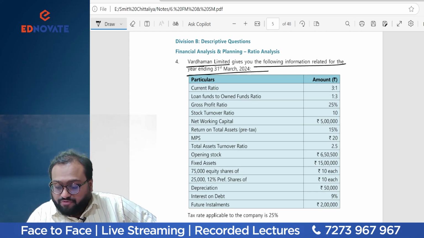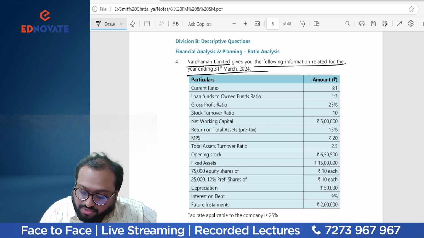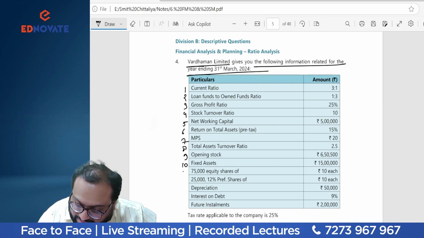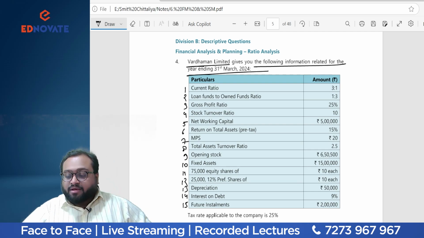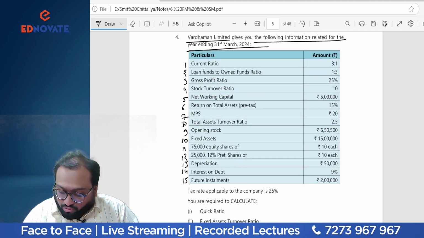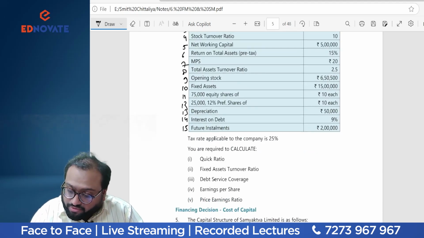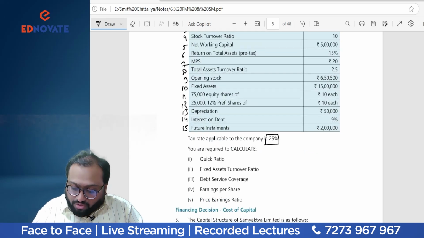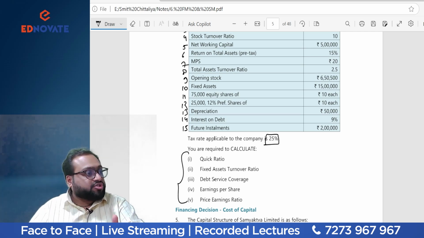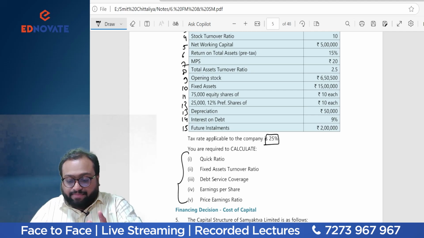Read the information properly. How much information is available? 1, 2, 3, 4, 5, 6, 7, 8, 9, 10, 11, 12, 13, 14 and 15 information. I need to use all these 15 information to find out one more information, the tax rate, to find out these 5 items. What 5 items do I need to find out? Quick ratio, fixed assets turnover ratio, debt service ratio, earnings per share, and price earning ratio.